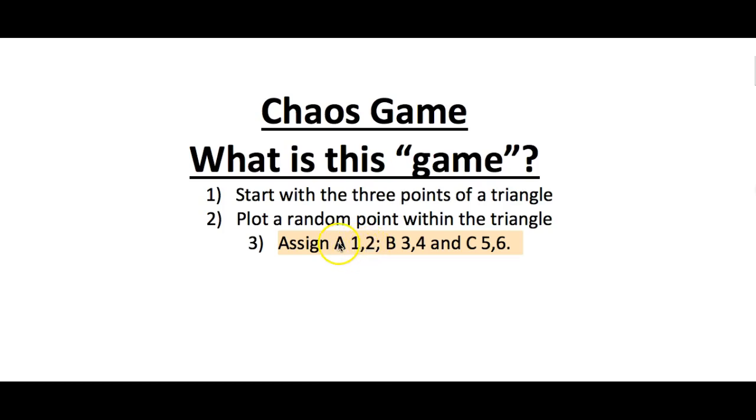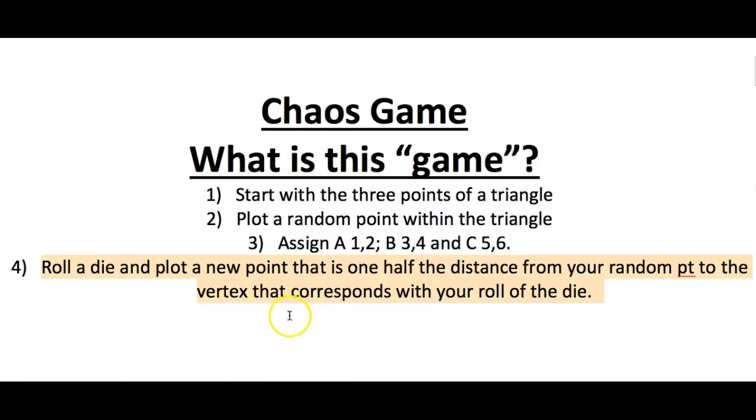So if we get a 1 or a 2, we're going to get an A. 3 or 4, we're going to get a B. 5 or 6, we're going to get a C. So we're selecting one of those points, A, B, or C, at random. And then when we roll the die, we're going to plot a new point that is 1/2 the distance from your random point to the vertex that corresponds with the roll of your die.